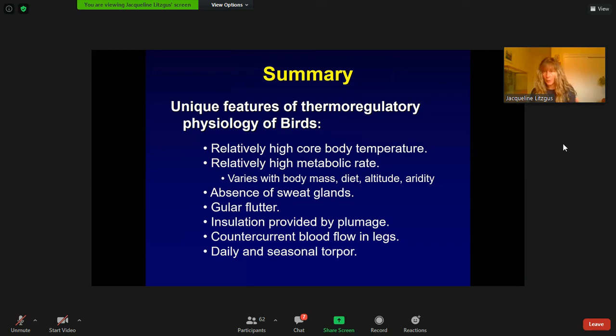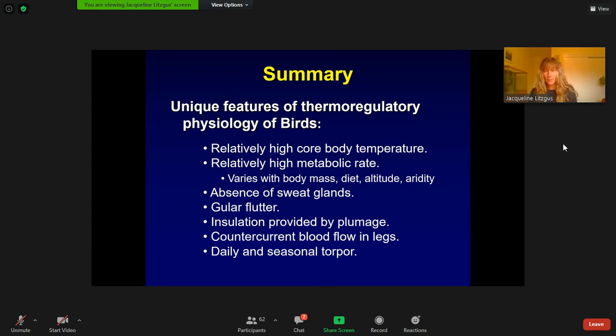It's more troublesome than cold conditions, so they have some mechanisms to cool off, like gular flutter, and they can also use some behavioral things like finding cooler places and lifting up their wings to expose the less insulated armpit areas. And then in terms of worrying about heat loss when it's cold out, they have, of course, their feathers.